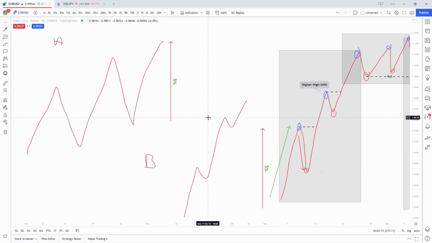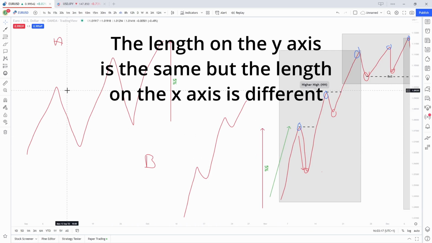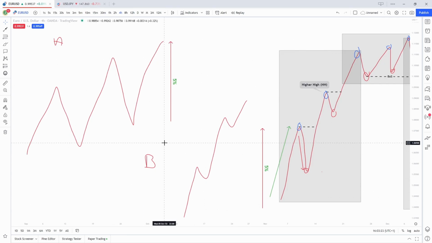The difference is that in structure A, it took a lot longer for us to increase by 5% than it did in structure B. Now we can see, as we said, by the X and Y axes, it has taken a much longer time for price to get from A to B in this example than this one. What that means is that this structure was much slower and this structure was much more aggressive. These are two types of structure we can see in the market.